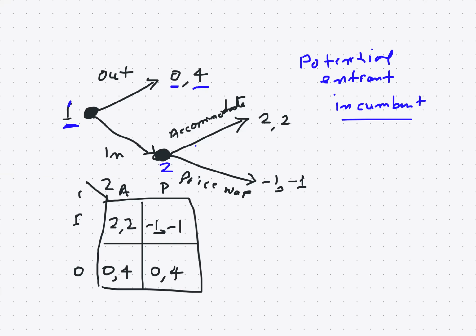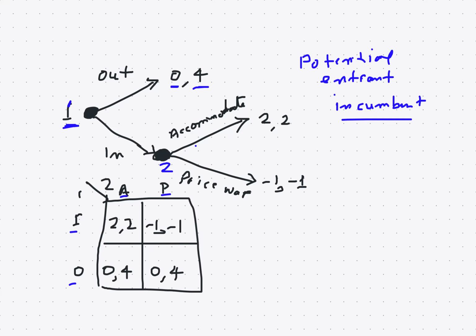So let's convert this game into a normal form game. Here you have the normal form game, a 2x2 game. Player one, the potential entrant, has two strategies, in and out, and the incumbent, firm two, has two strategies: accommodate or initiate a price war, and the payoffs are given here. This normal form game has been converted from the extensive form game, and we have discussed this conversion process in previous videos. You might want to refer to those, on how to convert an extensive form game into a normal form game.